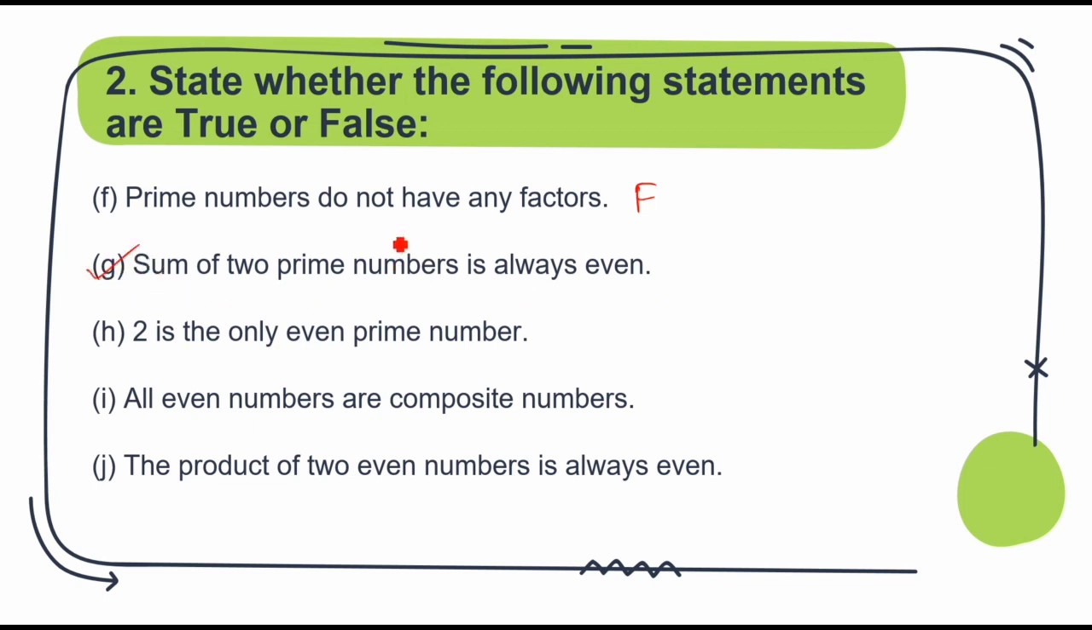Now the G part: sum of two prime numbers is always even. Let's take an example to check if it is true or not. If I take two prime numbers, let's say 2 and 3, both of them are prime numbers. If I add them, I get the answer 5. And 5 is an even number or an odd number? It is an odd number, right? So it says the sum of two prime numbers is always even. That is not always true. Sometimes it is odd also. So we can say it's not true.